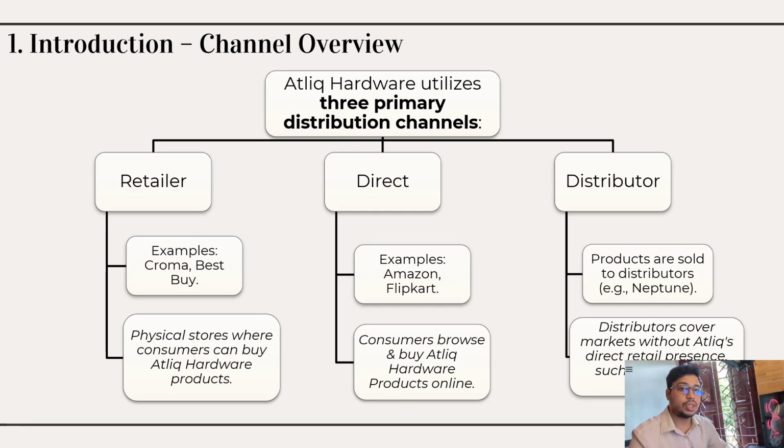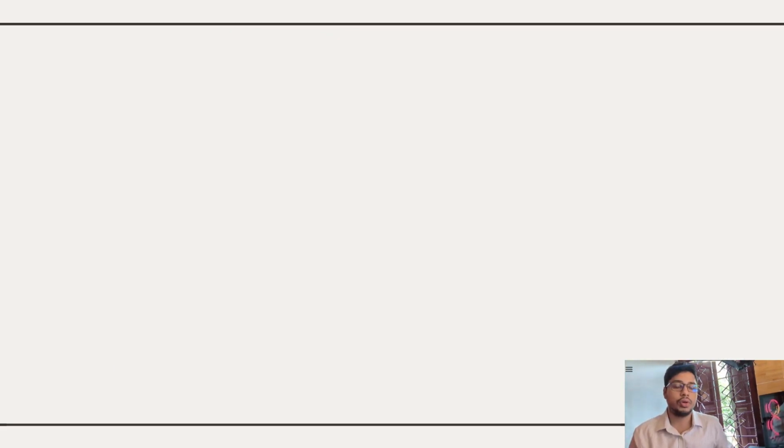And thirdly is the distributor channel. Atlic has its business almost all over the world, but in some parts of the world like China or South Korea, Atlic does not have its direct market or its retailer stores or anything. So they use distributors like Neptune. Atlic sells their raw materials to Neptune, and Neptune sells those things to the Chinese market, like to Chinese retailers or Chinese e-commerce stores or South Korea. You getting the gist. Now let's talk about the problem statement.